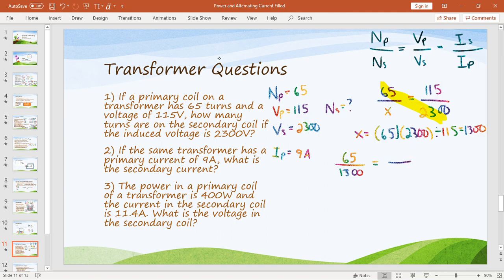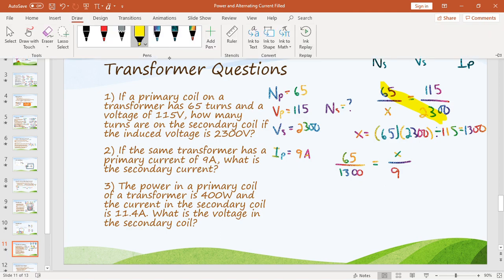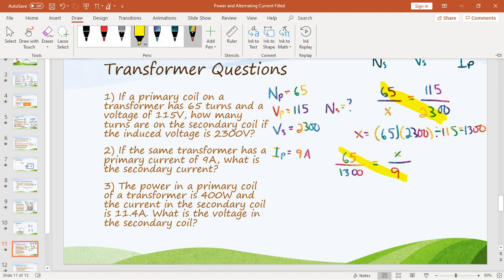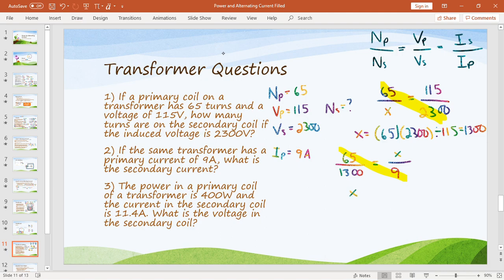Now, careful, look at that formula. The 9, the primary current, goes on the bottom. We're going to do everything else the same. Make sure this is our multiplier, 1300 is our divider, and we get X equal to 65 times 9, divided by 1300. And that should give you 0.45 amps. So there you go. You're going to have only 0.45 amps in the secondary, which is perfect.